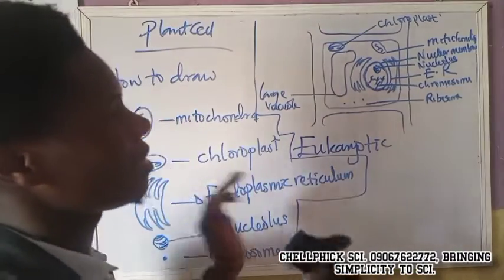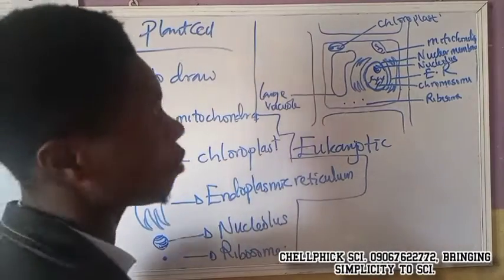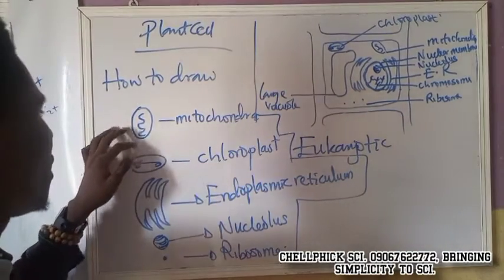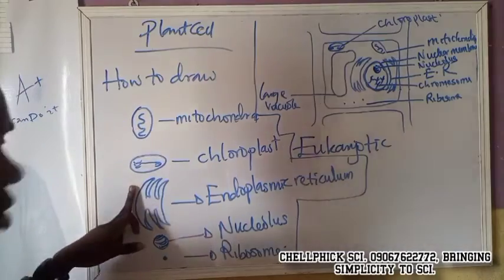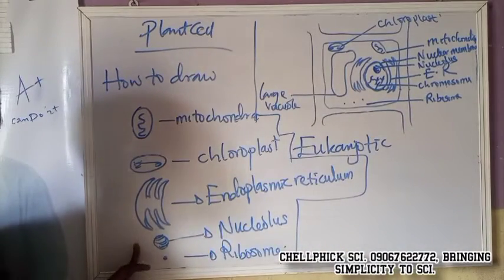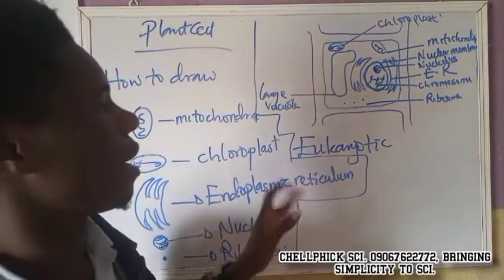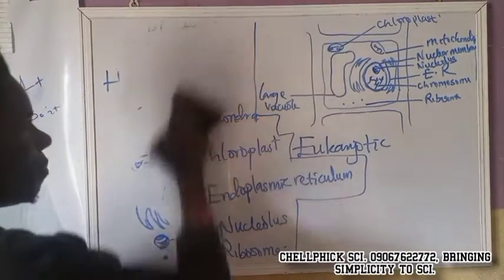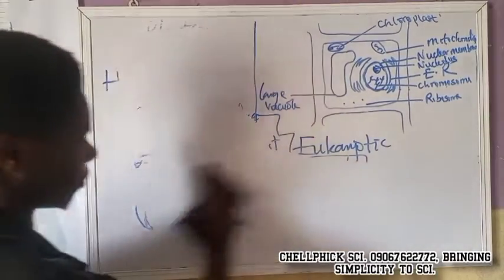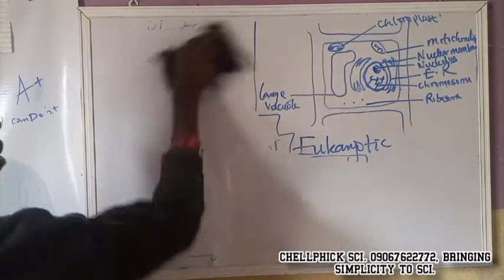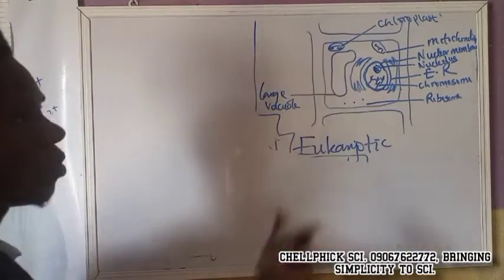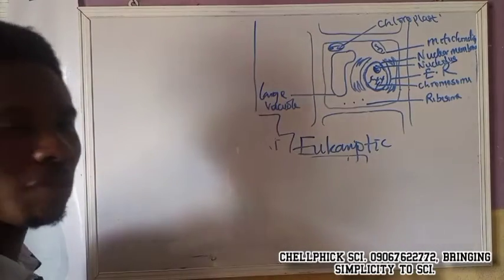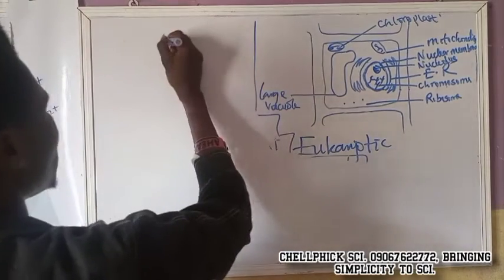Now, this is the real hint on how to draw a plant cell. Note that this represents mitochondria, chloroplast, endoplasmic reticulum, nucleolus, ribosome. So I gather everything together to have this. So now let's do this. Though this is well acceptable, you may want to show how good you are at drawing by drawing something like this.